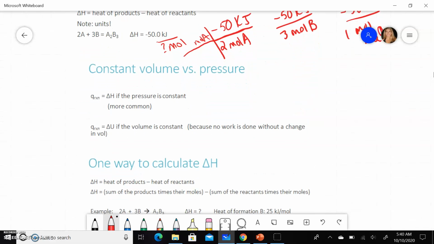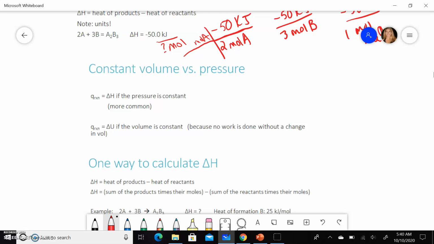All right, there are a few things just to be familiar with. Sometimes you'll see multiple choice questions about these. The Q of the reaction is equal to delta H if the pressure is constant. And that's the more common one because, again, we don't usually change the pressure of a system while we're doing a reaction. And the Q of the reaction can be equal to delta U if the volume is constant. And that's because there's no work done if you don't have that delta V.